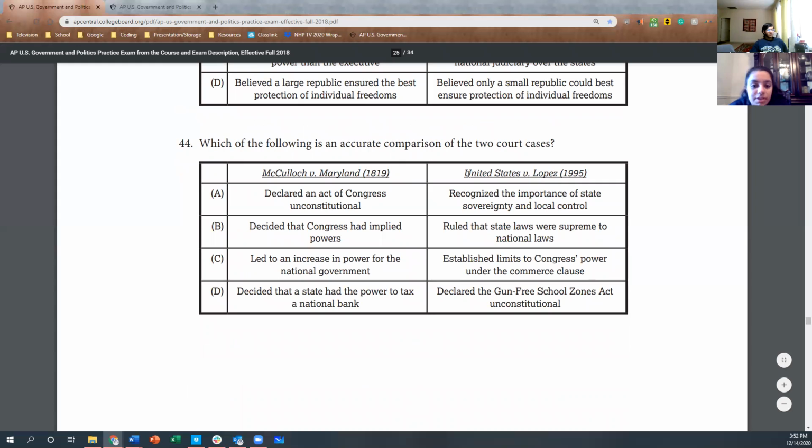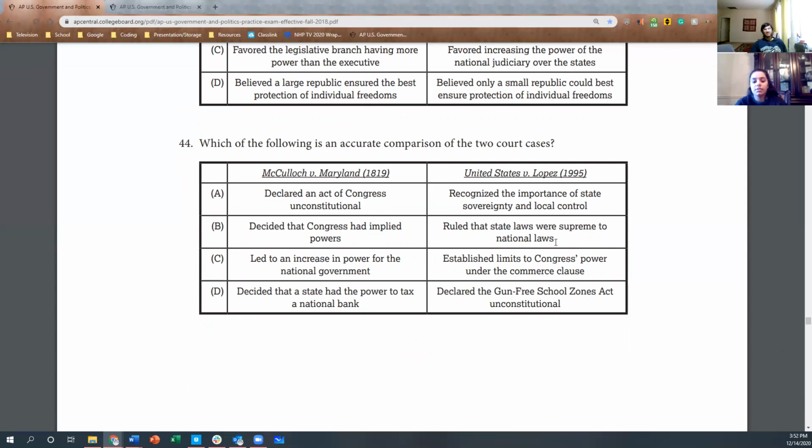McCulloch v. Maryland and U.S. v. Lopez. No, it ruled it constitutional, so that's not right. Maybe that it didn't rule that state laws were supreme to national laws necessarily. But let's see. Increase in power, yes. Establish limits. It's C. Yeah, I think so.